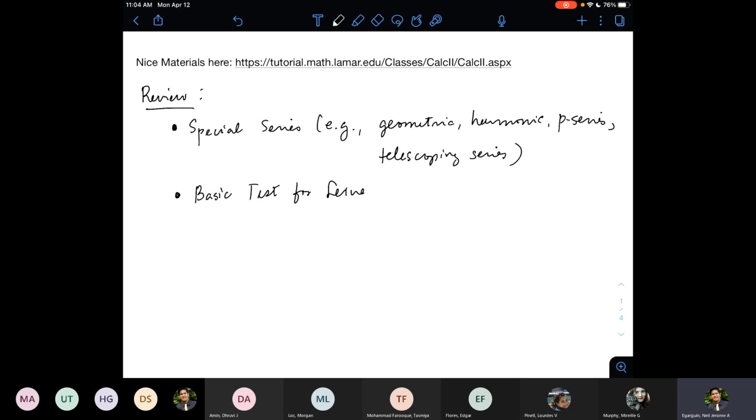This is basically, I suggest, your second test to apply. If it's not a special series, then try the basic test for divergence first, because that's the easiest. You can actually do the test mentally, because you just need to take the limit of the nth term as n approaches infinity. If it's not equal to 0, then it's divergent. If it's equal to 0, then no conclusions can be made. Then you go to other tests, right?